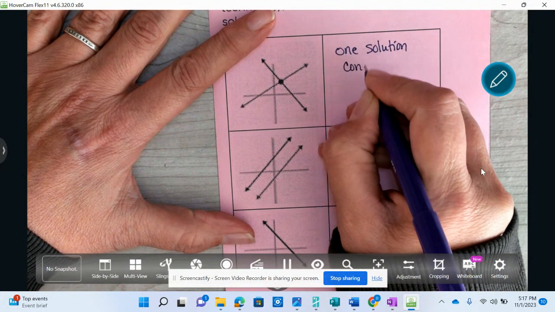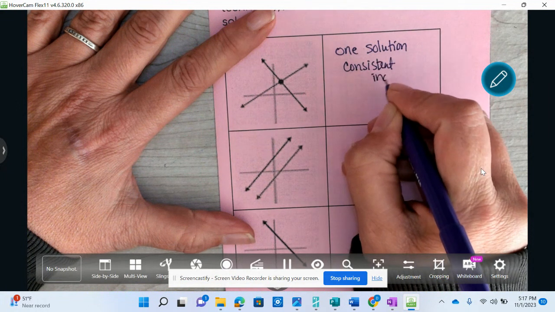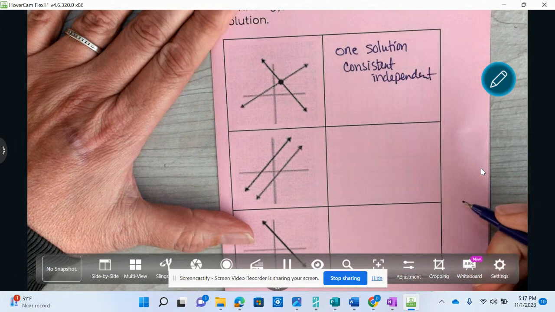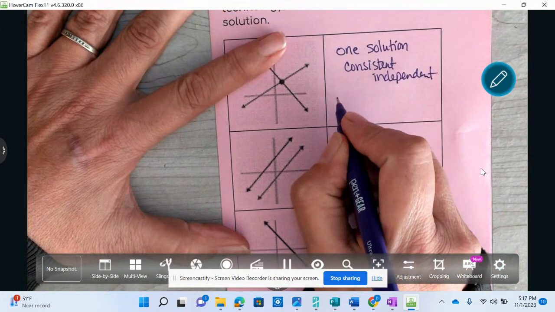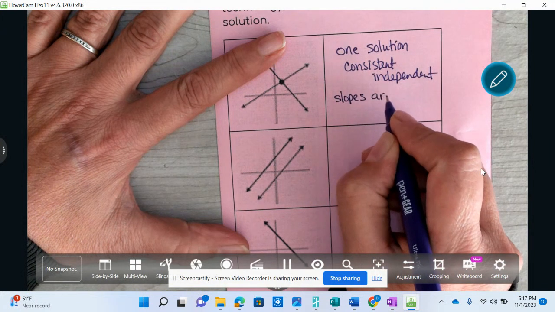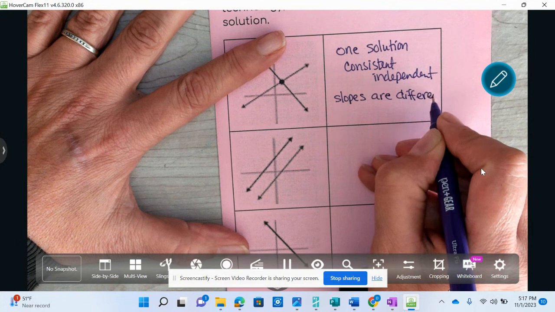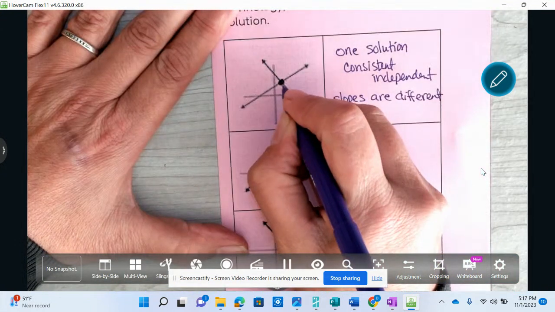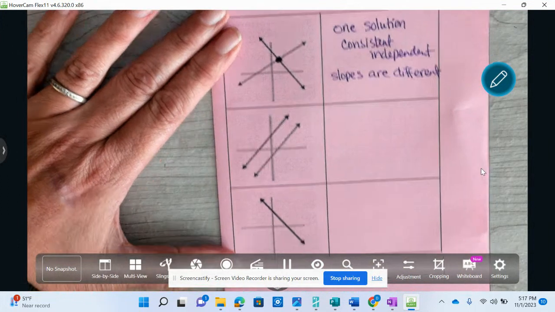This is called consistent, independent. And notice that the slopes are different. Notice here the slopes are different. My solution is that point where the two lines intersect.